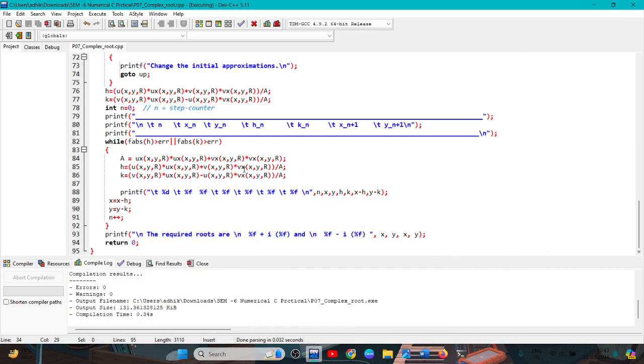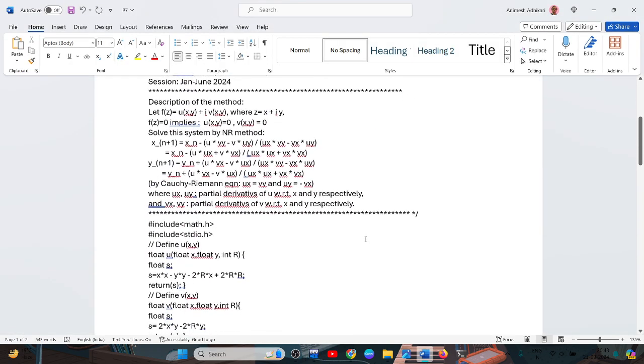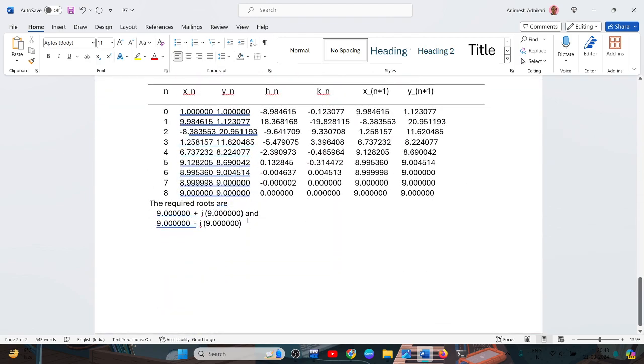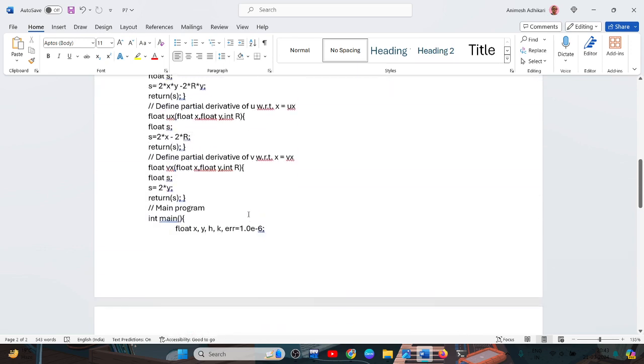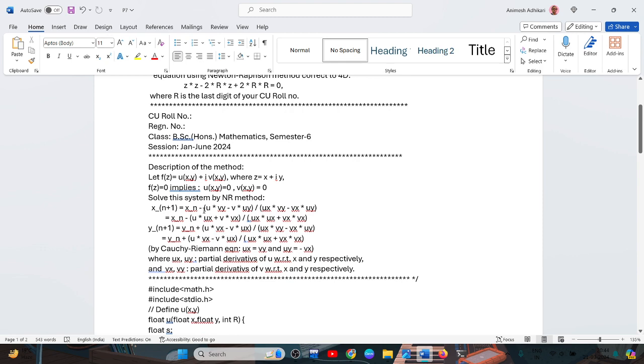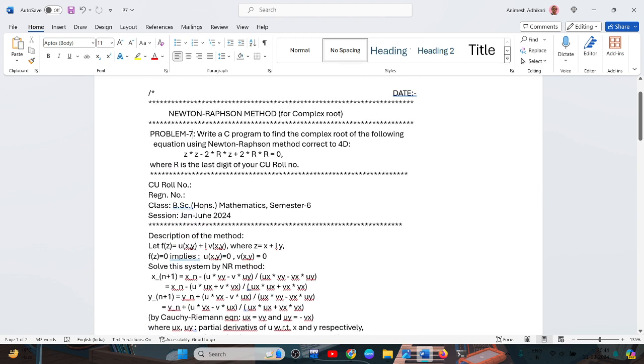Copy this program and output into a Word file. This is the Word file with the program and its output. In the Word file, you must write the date at the top right corner of the page, then the problem number, description of the problem, and description of the method. All of this is given in the description box.